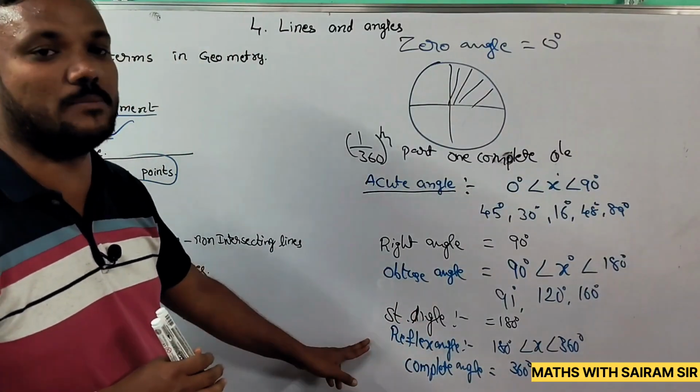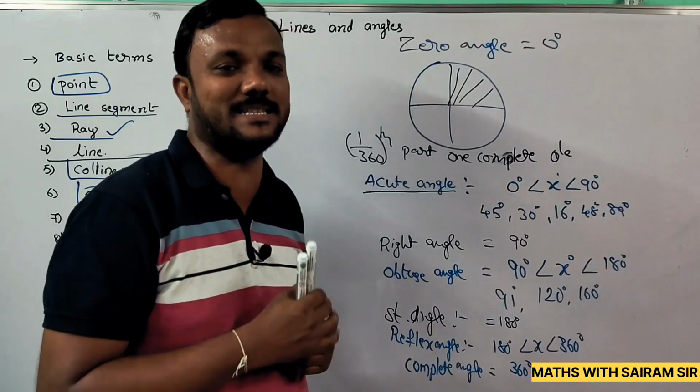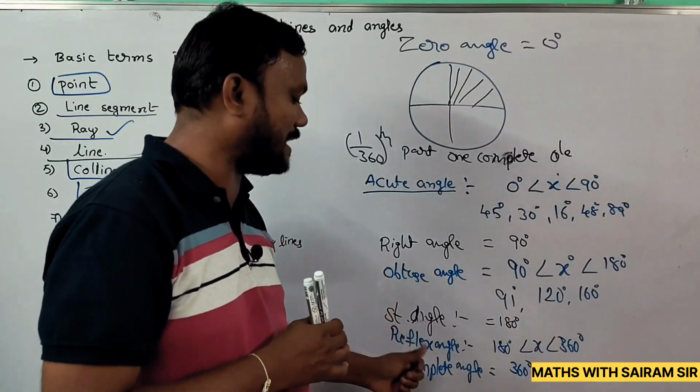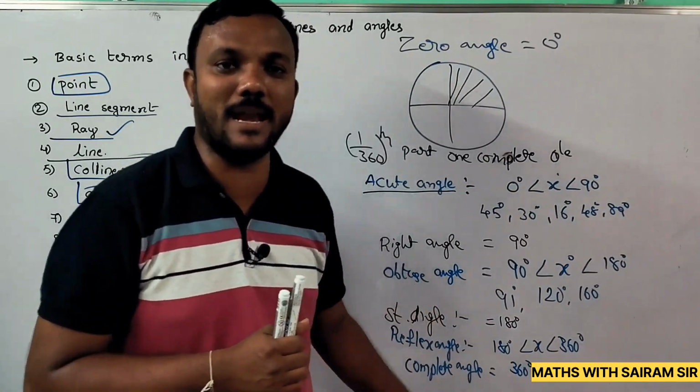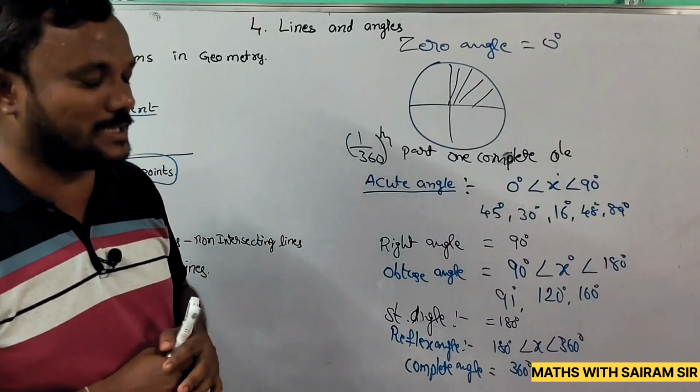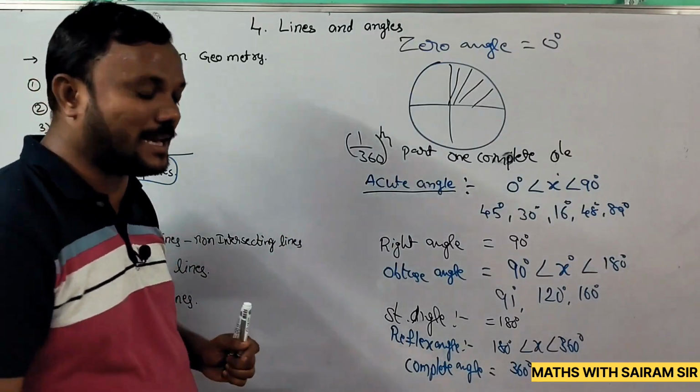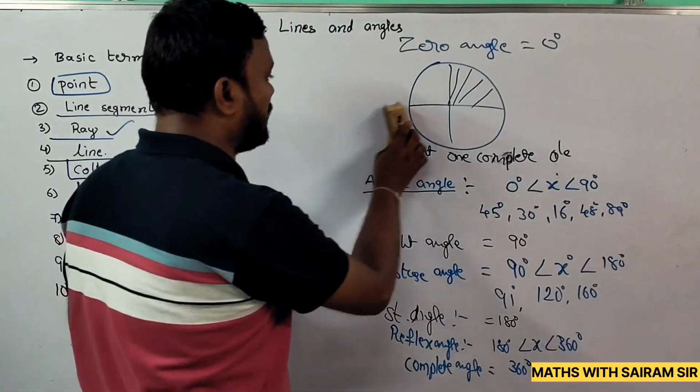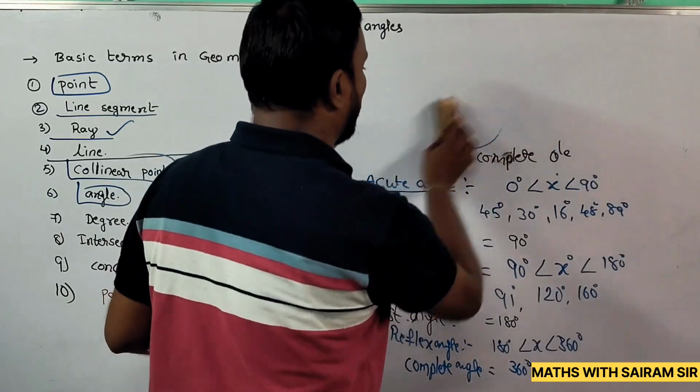And reflex angle: more than 180 and less than 360 is known as a reflex angle. Complete angle. Complete angle means what? An angle whose measure is exactly 360 degrees is known as a complete angle. These are the types of angles. Okay, this is about the degree and types of angles.